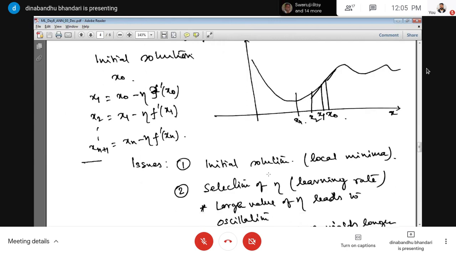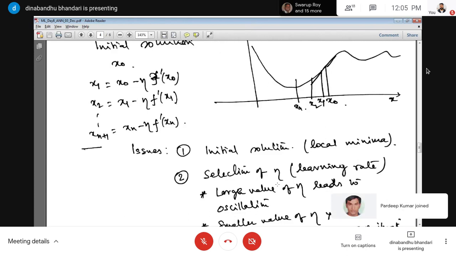Another thing is how to select this eta. We are jumping. Suppose you come here and then you select an eta, it will land somewhere here, then you select again, and it will oscillate. So you have to select an appropriate value of eta. If you go for a larger eta, obviously your rate of convergence will be high and you will go very fast towards the minima, but once you reach close to the minima, you will oscillate from this side to that side. So you may not be able to reach close to the minima.